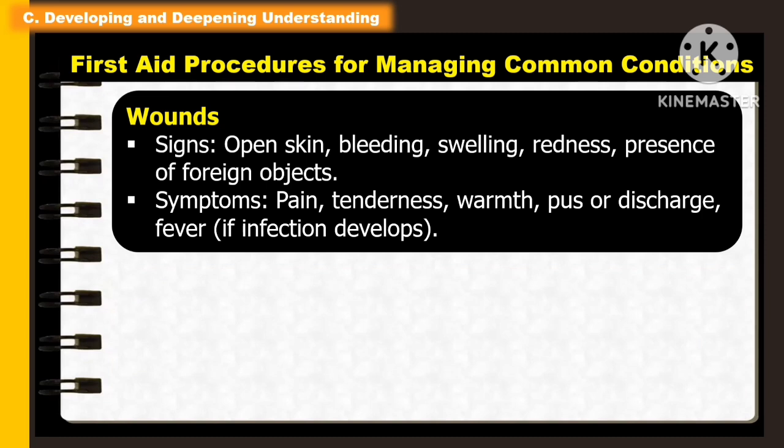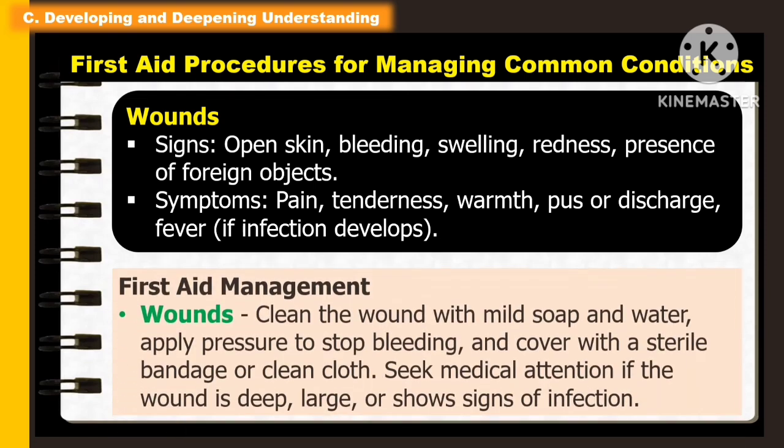Another first aid procedure is the wound. So the signs are open skin, bleeding, swelling, redness, presence of foreign object. And for the symptoms, pain, tenderness, warmth, pus or discharge, fever if the infection happens or develops. For the first aid management, you need to clean the wound with mild soap and water, then apply pressure to stop the bleeding, and cover with the sterile bandages or clean cloth. Seek medical attention if the wound is deep, large, and shows sign of infection.